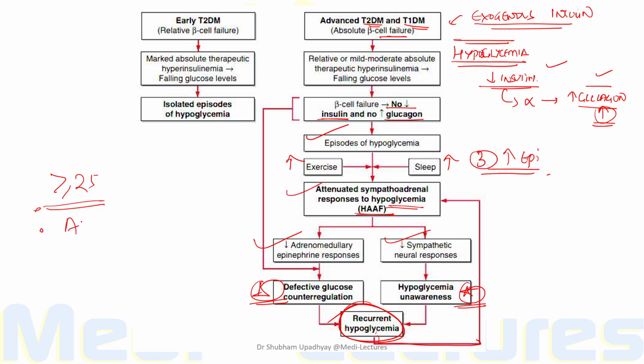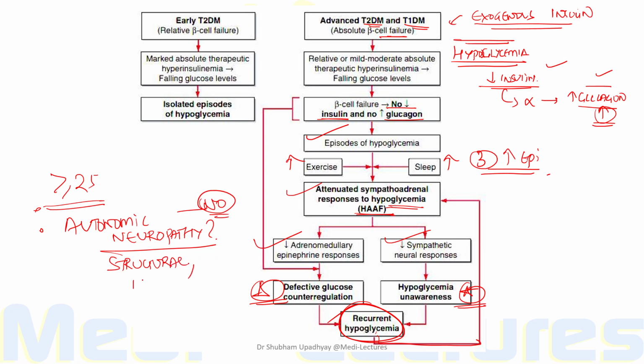Now, is it the same as autonomic neuropathy? Is this hypoglycemia associated autonomic failure the same as autonomic neuropathy? No. This is a completely different entity. Autonomic neuropathy is a type of neuropathy. It is a structural disorder and an irreversible disorder. On the other hand, hypoglycemia associated autonomic failure is a functional autonomic failure and it is reversible.